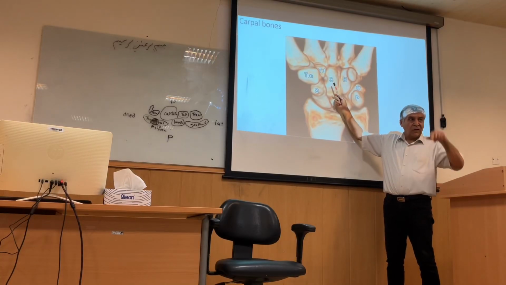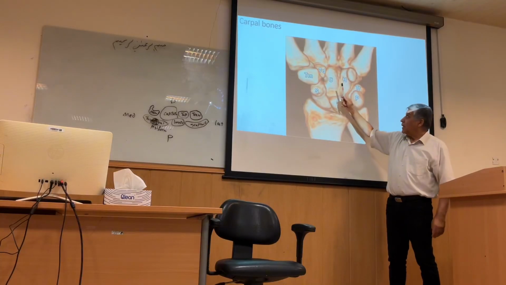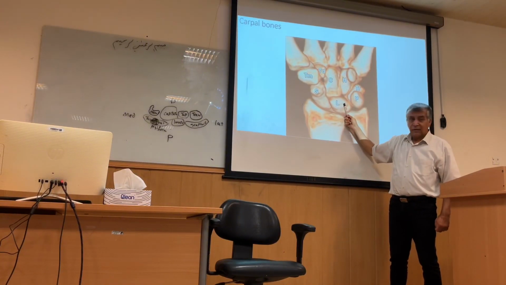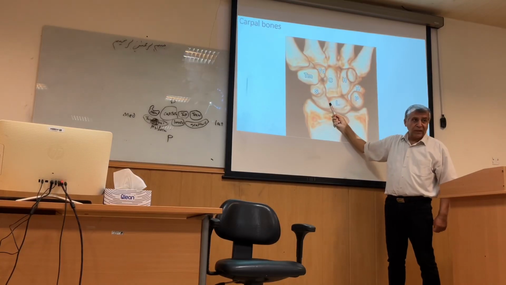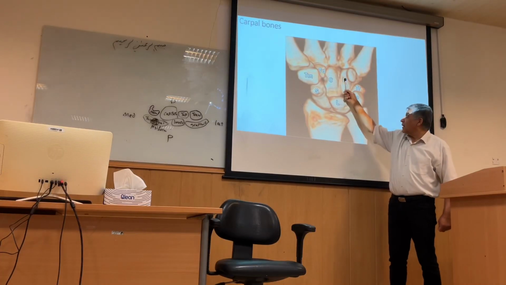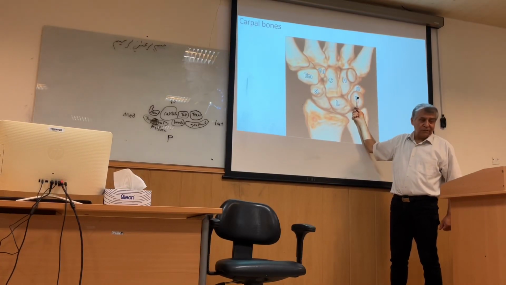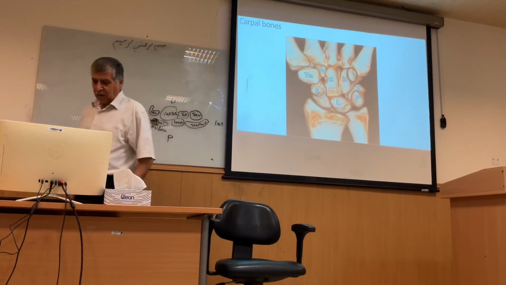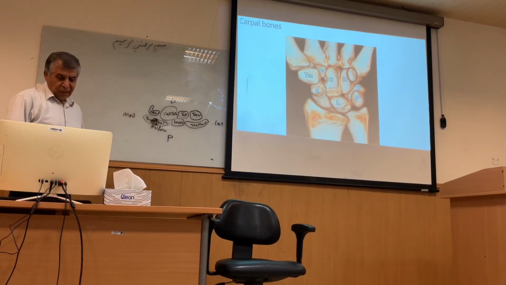Opposite to clockwise: capitate, hamate, triquetrum, lunate, scaphoid, trapezium, trapezoid. Okay? This is the arrangement of ossification in the carpal bones. Start with capitate, and the last cartilage is pisiform. Okay.